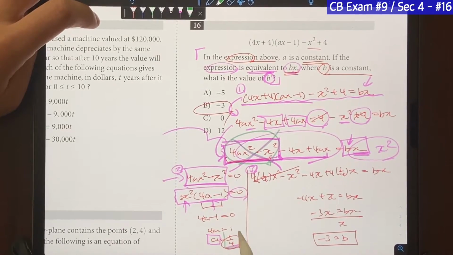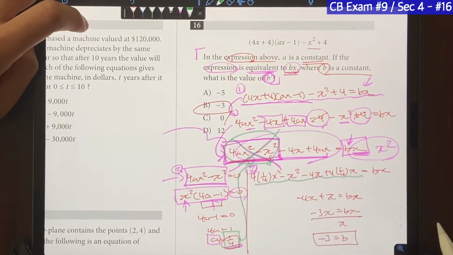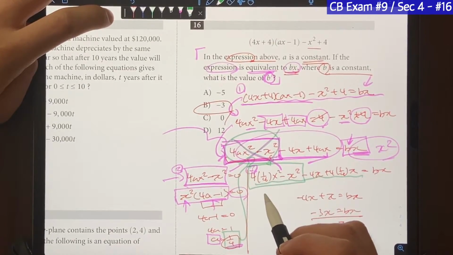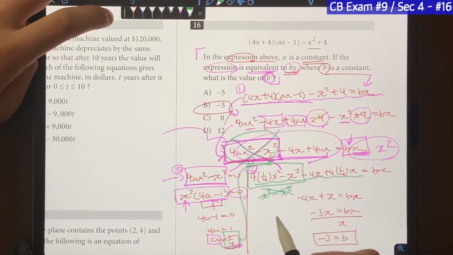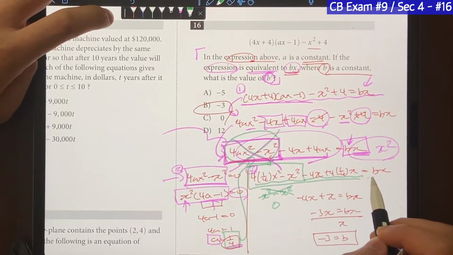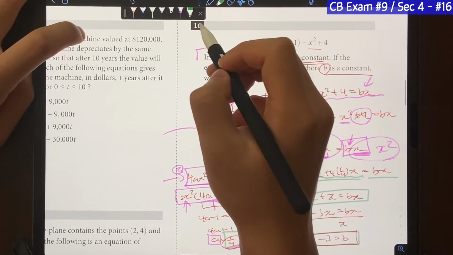So plug in a equals 1/4 into the equation right there, which gives you this equation right here. And we know that this part right here is going to disappear because 4 times 1/4 is just 1x squared minus x squared, and that just comes out to 0. And now we're left with this portion right there. So this portion is equal to bx, which is shown right here. And we combine the like terms, divide by x, and find out what b is equal to. And that's pretty much the fastest way to solve this question.